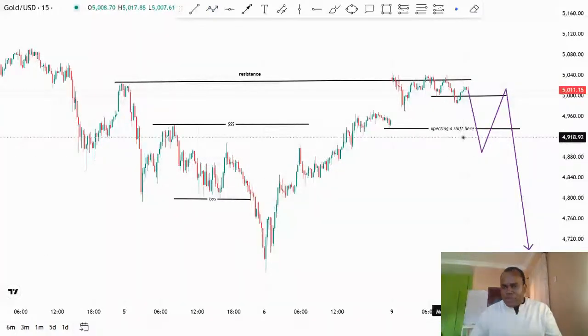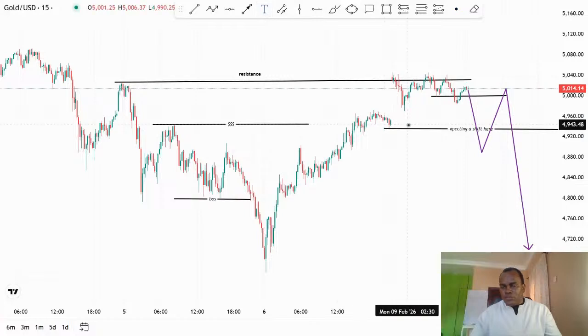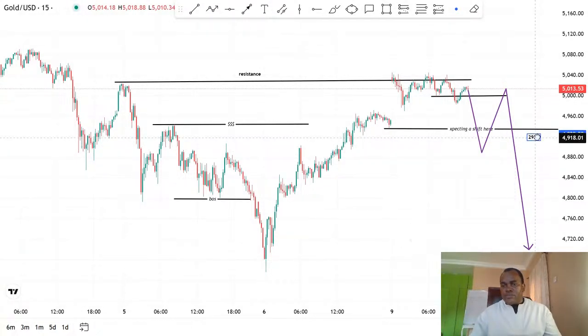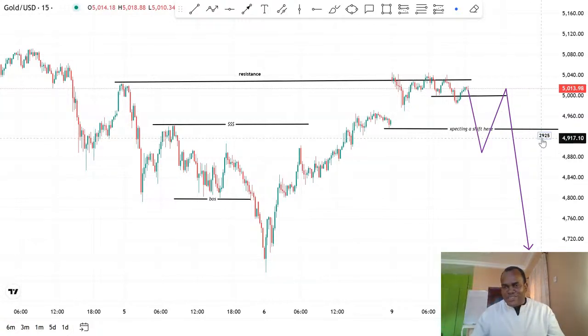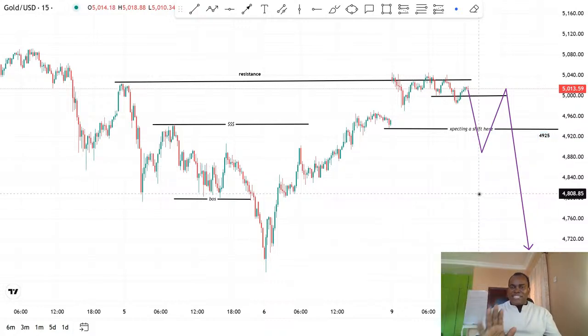If gold should come down below this price, somewhere around here, let me just put the price there. It comes down below 49,4925. Come down below that point. Okay, 49. Oh, I wrote 29. 49. Then we want to sell gold downwards. But you do nothing on gold until that happens.